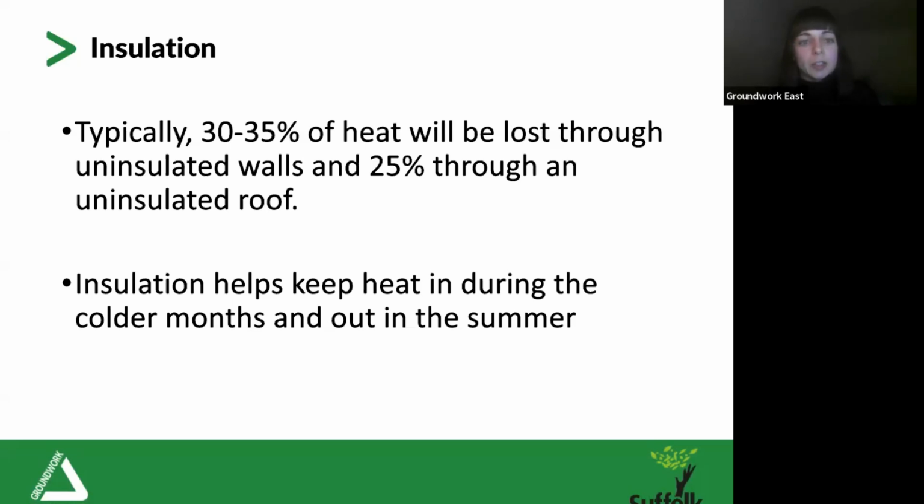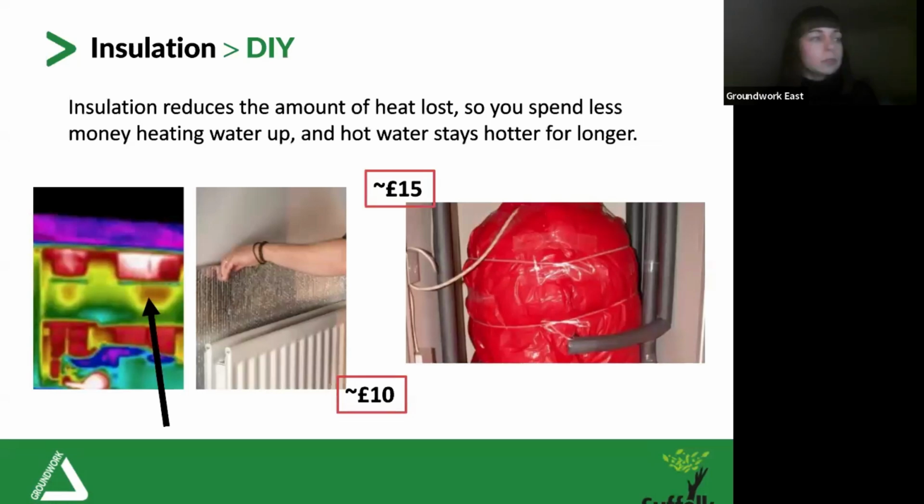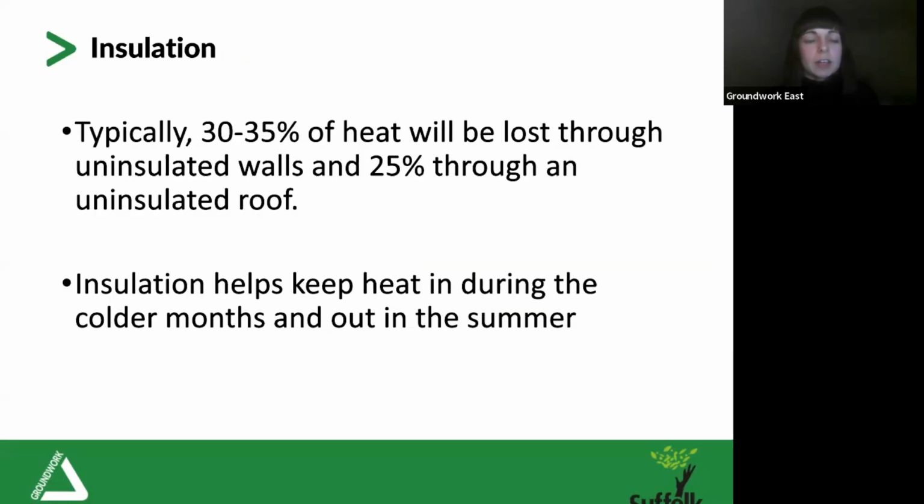Typically, when we're looking at heat lost through uninsulated walls, there's a ghost on my mouse, sorry, I'm just going to flick it back. We're looking at about 30 to 35% of heat lost through uninsulated walls. And with an uninsulated roof, we're looking at about 25% loss, which is really significant.